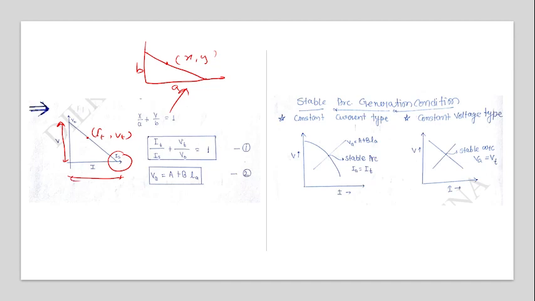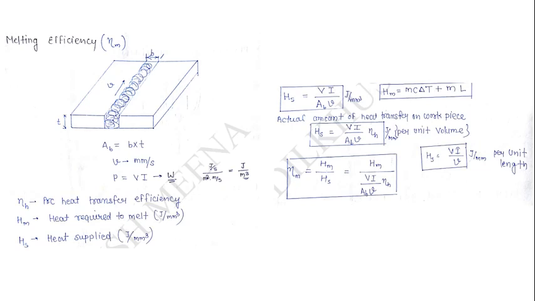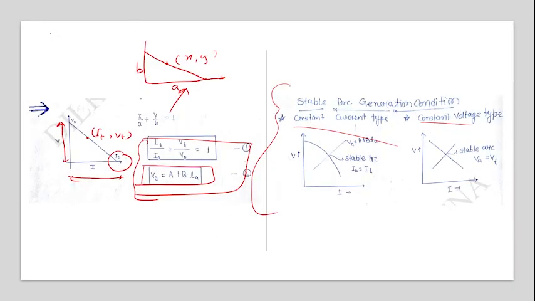This is one relationship that you should remember by heart, and this is one relationship that they will give you in the question also. But these two relationships are very important to solve the numericals for arc welding. Then the stable arc generation conditions for both constant current type and constant voltage type, we have mostly seen. The rest is theory, you have seen the notes. Now this is also a very important set of formulas. Till now this was general for arc welding.